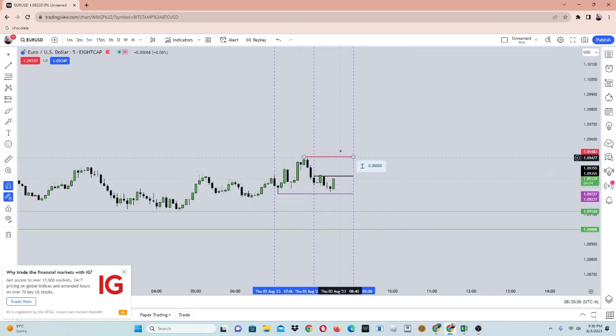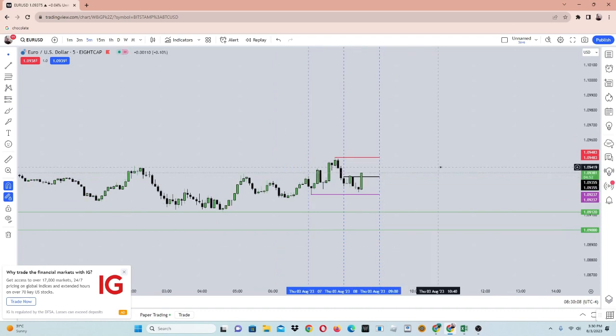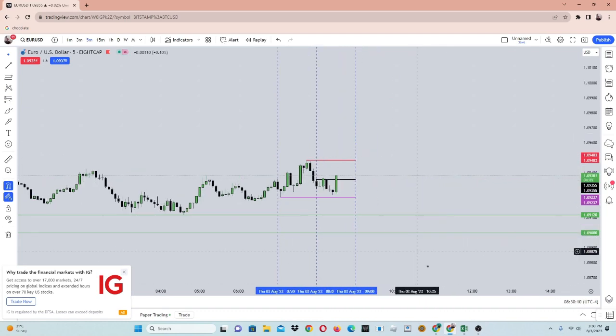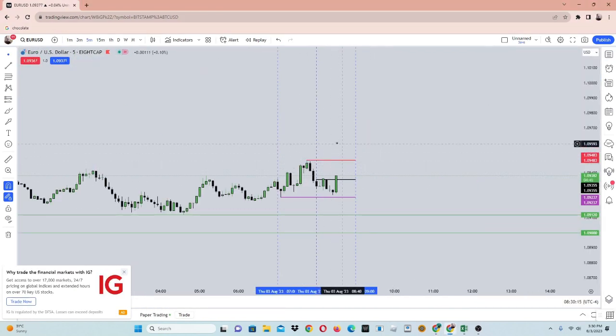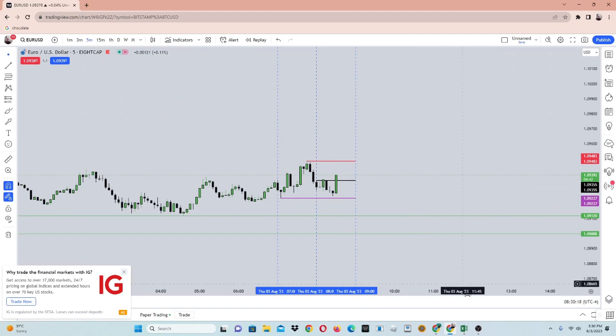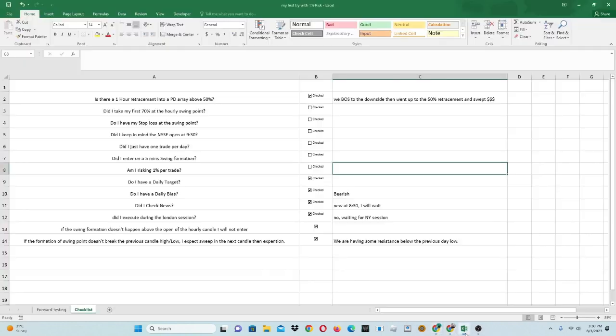I need to see some liquidity swap before we start going bearish. We shall see how it will play. I need a swing formation before I enter the trade. And so my daily, I have daily bias, I have daily target. I check news. I did not execute during London session, so waiting for NY session. You have these two things for checking when I enter the trade, and I need now.